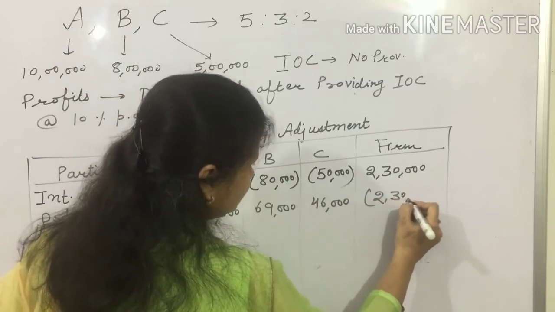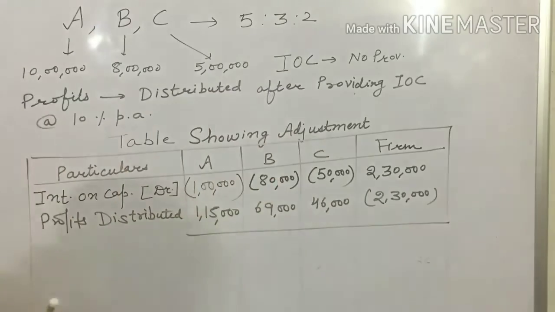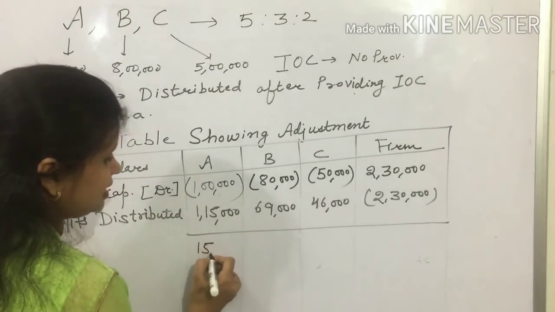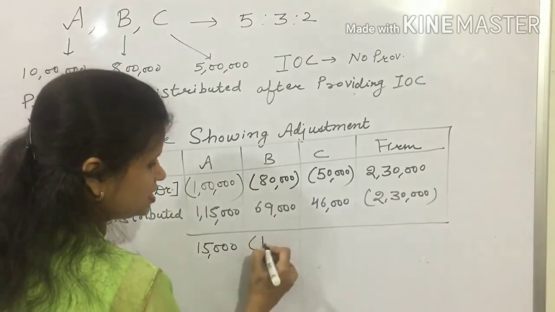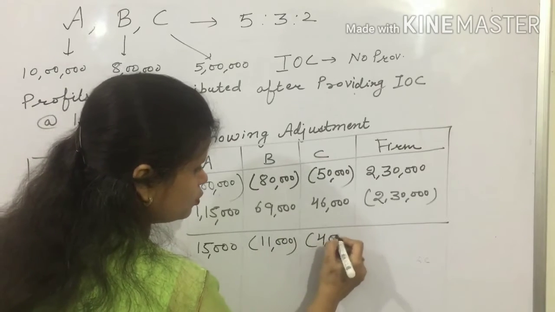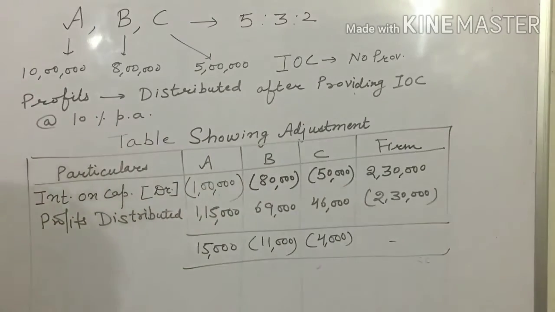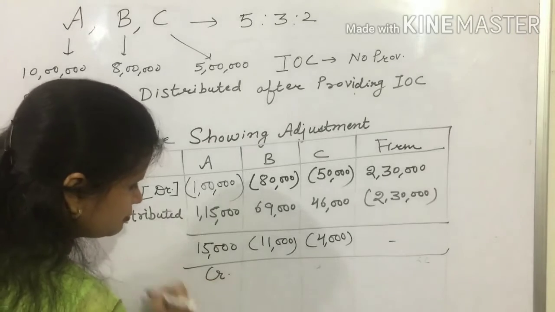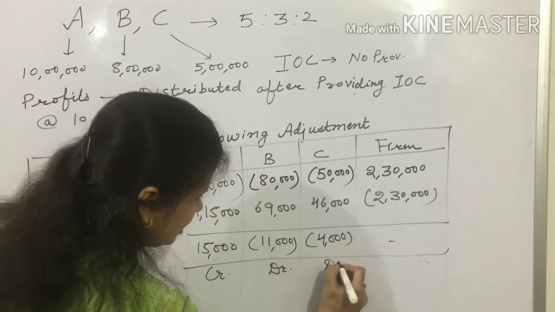And as the firm is crediting that, so the P&L appropriation account of the firm will be debited. Firm is getting, A is getting a total credit of 15,000, B debit is more by 11,000, similarly C debit is more by 4,000. So what will be the adjustment entry? A is getting credited, B and C both are getting debited.